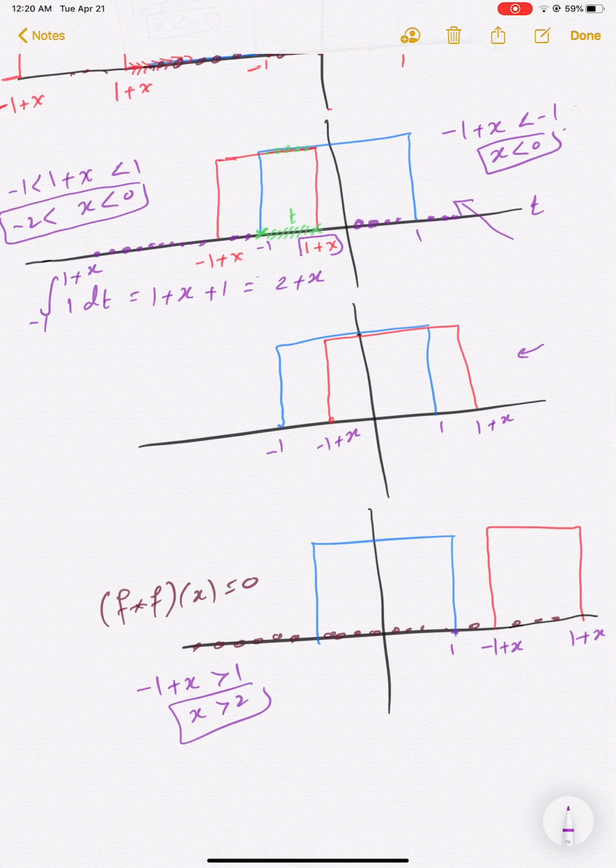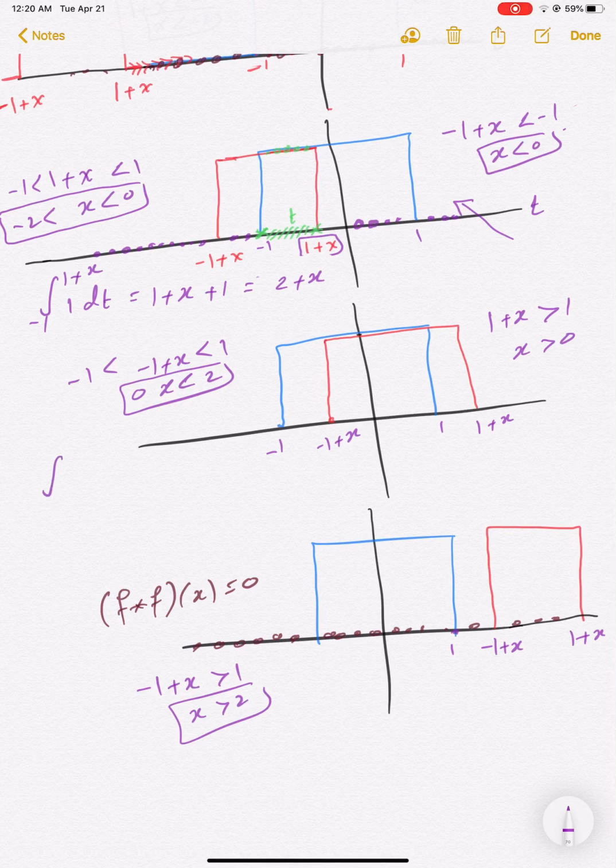So for this case, what you're saying is 1 plus x, you want it to be bigger than 1, which means x is bigger than 0. At the same time, you want the negative 1 plus x to be bigger than negative 1 and less than 1. So to guarantee this kind of intersection, this number here, the negative 1 plus x, has to be in the middle of the blue rectangle, which is between negative 1 and 1. So this is what we should have, which means x is less than 2 and bigger than 0, right? So if x is between 0 and 2, this is what you're going to have.